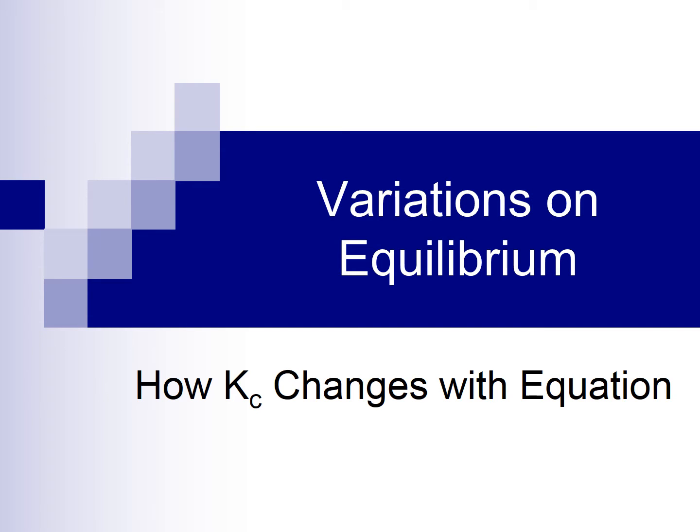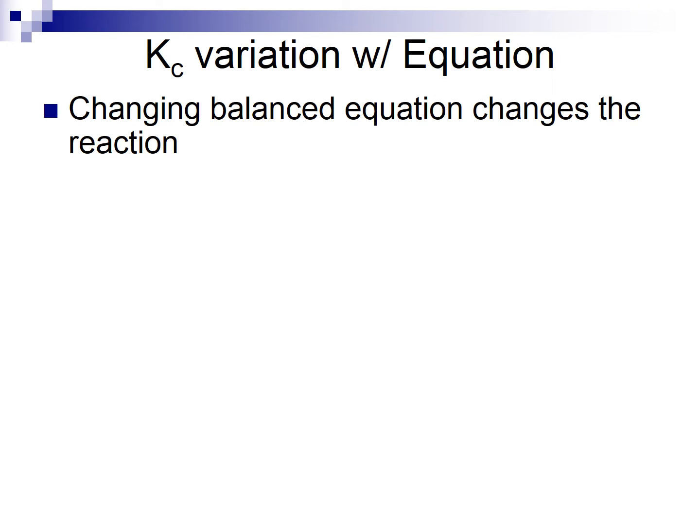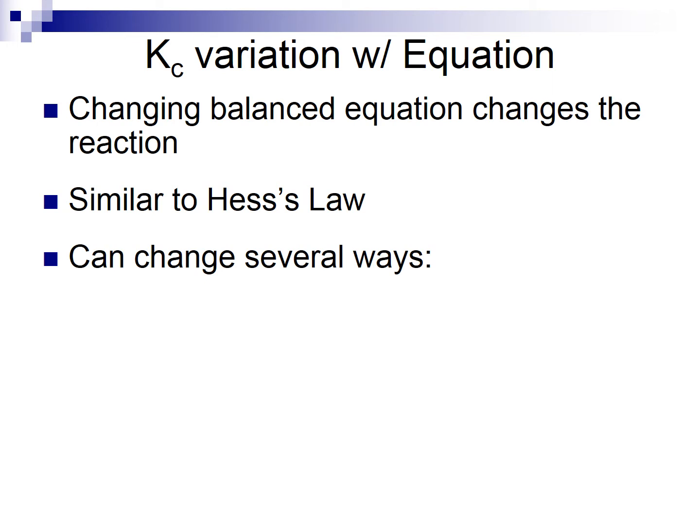Variations on equilibrium, looking at how Kc changes with the equation. I can change the balanced chemical equation of any particular reaction by manipulating it in various ways. Changing that balanced chemical equation is going to change the reaction. In a similar fashion to Hess's law, I can change my equation several ways.